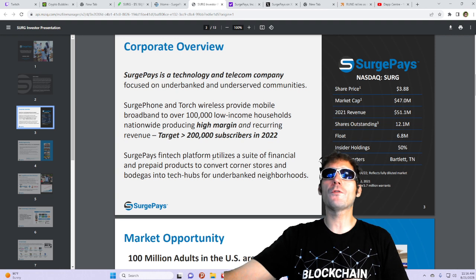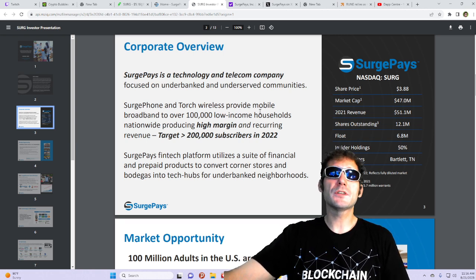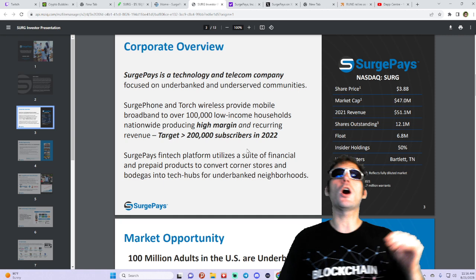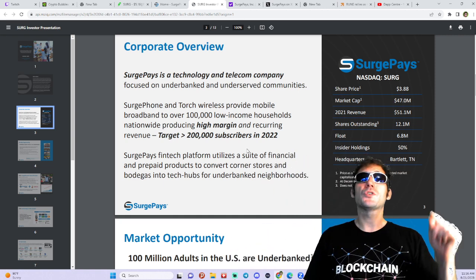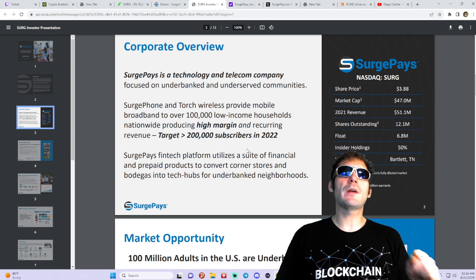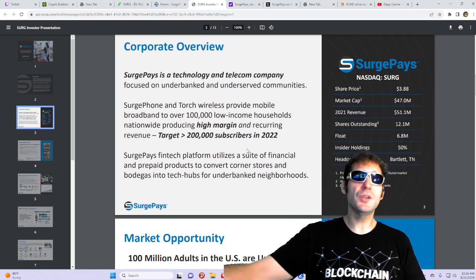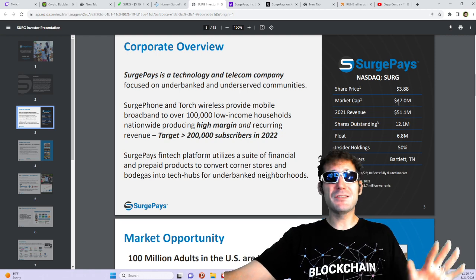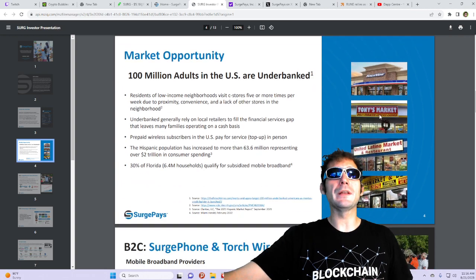So corporate overview. Surgepays is a technology and telecom company focused on underbanked, underserved communities. Surgephone and Torch Wireless provide mobile broadband to over 100,000 low-income households nationwide, producing high margin and recurring revenue. Target is 200,000 subscribers in 2022. Guys, I can tell you right now, they're already doing good. They're growing.